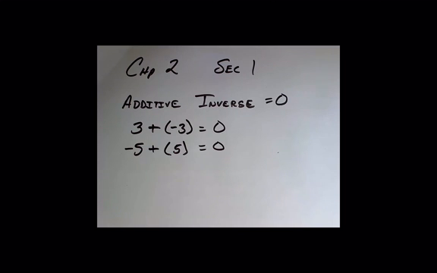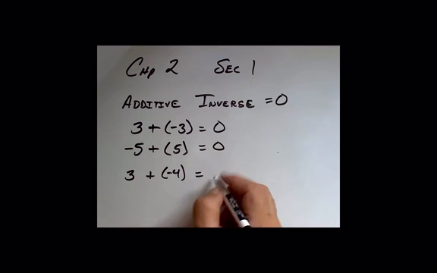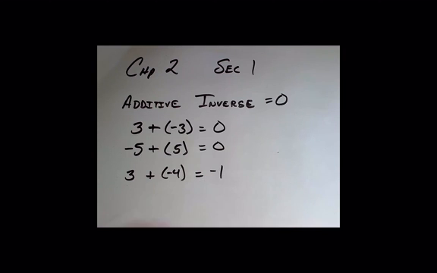These are additive inverses. If it doesn't come up to 0, so if we had, let's say, 3 plus negative 4, is negative 4 the additive inverse of 3? Well, no, because this actually equals negative 1. It doesn't equal 0, so this here is not an additive inverse.